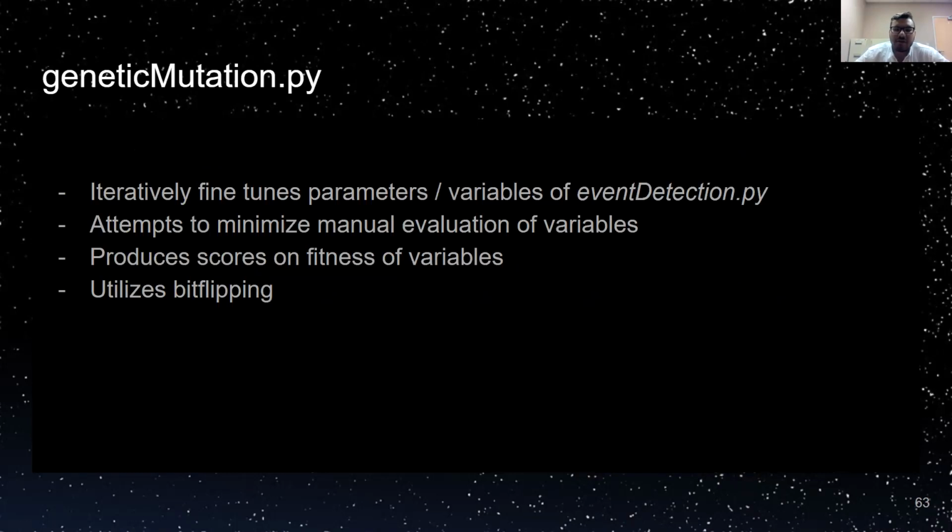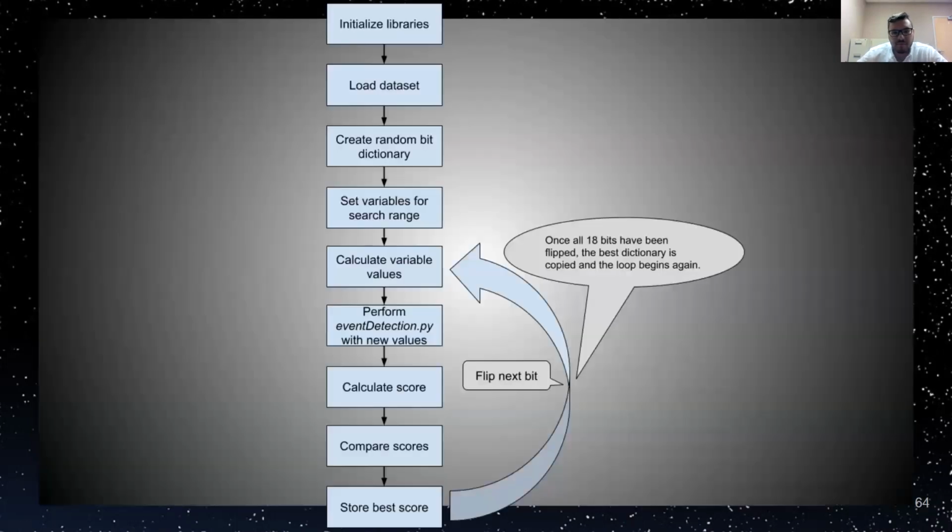Genetic mutation iteratively fine-tunes the parameters and variables of event detection and attempts to minimize our manual evaluation of these variables. It produces scores of fitness and utilizes bit flipping. It creates a dictionary of bits, zeros and ones, and this dictionary is used to calculate the values of our variables.